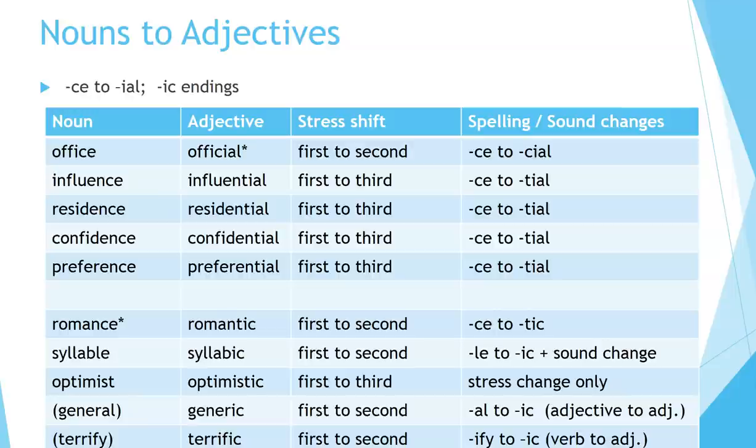Residence, residential. First syllable to third syllable. C-E to T-I-A-L. Confidence, confidential. First syllable to third syllable. Stress shift. Preference, preferential. Stress shift, first to third syllable, C-E to T-I-A-L. Now, if you hear correctly, the T-I-A-L and C-I-A-L, influential, official, residential, all sound the same. And the spelling has just been changed from C-E to T-I-A-L in the last few examples. With the first one, it remains C-I-A-L.